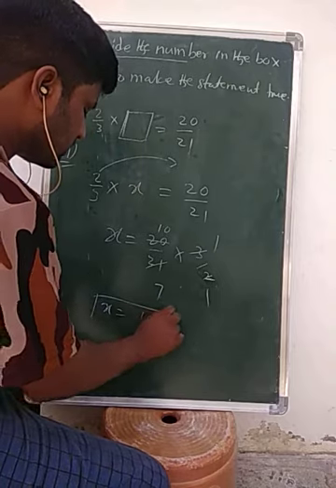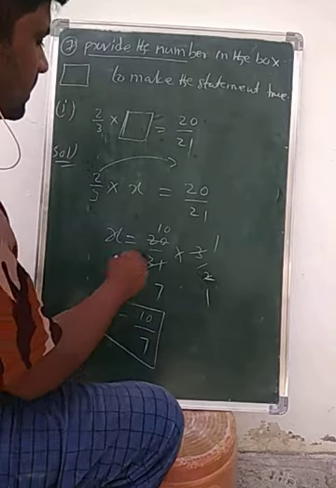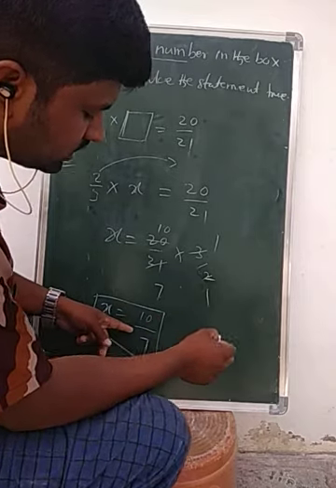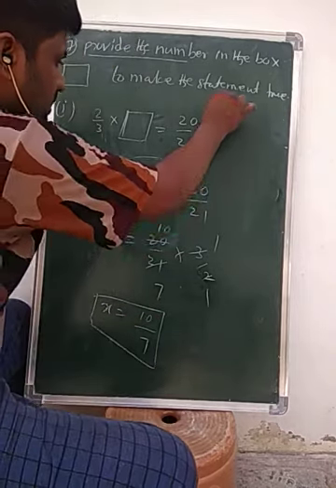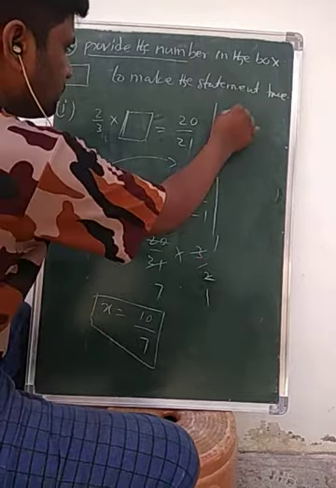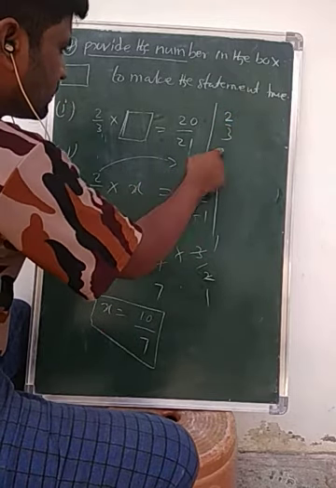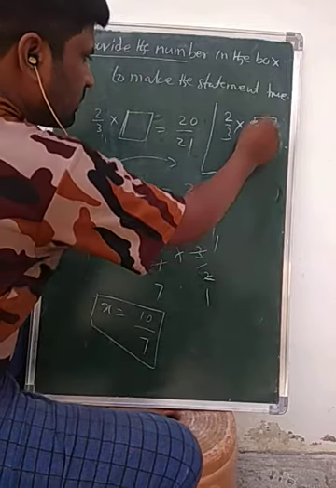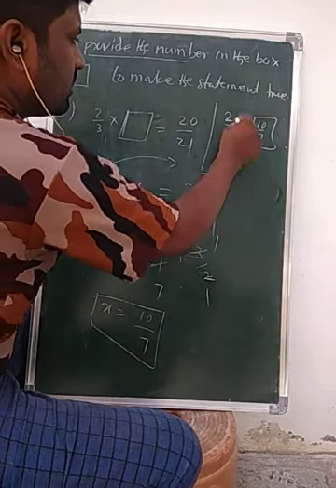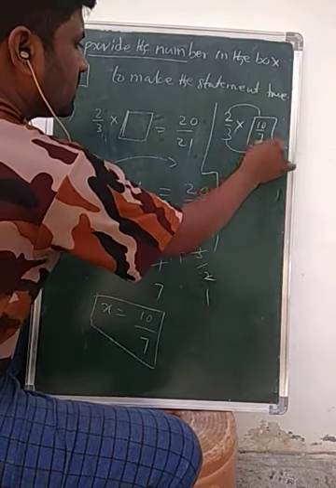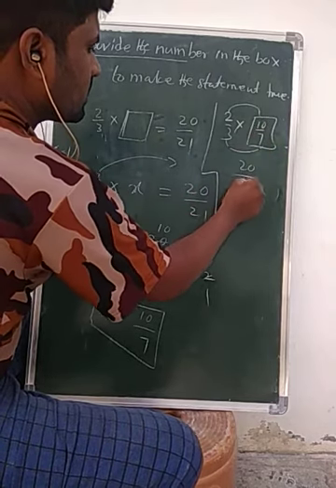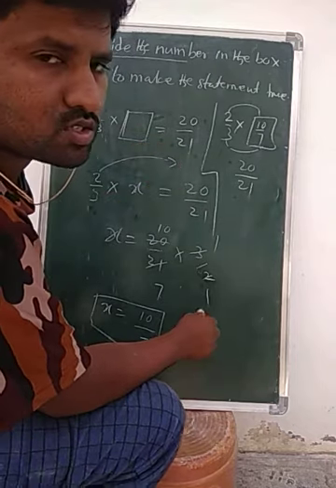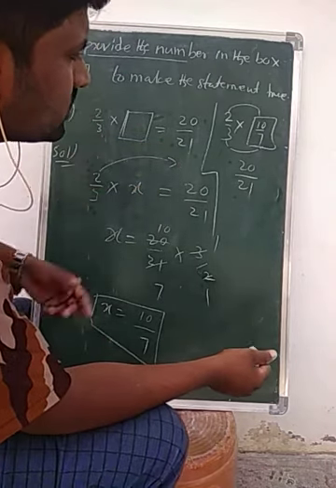So in the place of x, that is, in the place of this box, the number we should properly substitute is 10 by 7. Just for verification, 2 by 3 stays 2 by 3, into, in the place of the box we provide the number 10 by 7. 2 10s are 20, 3 7s are 21. We get 20 by 21. Yes, so this is the required answer for this question.